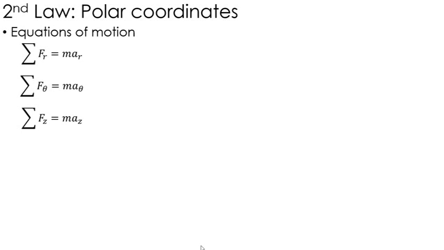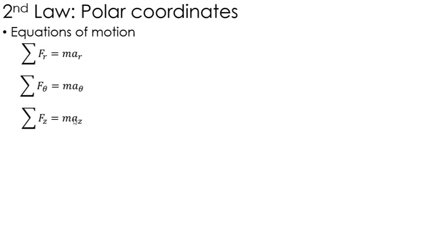Okay, now we are going to apply Newton's second law to polar coordinates, where the equations of motion are pretty straightforward. We've seen these for other coordinates. It'll just be the sum of the forces in each of the directions equal to the mass times the acceleration in each direction. So I have my radial direction, my transverse direction, and then my z direction if I have cylindrical coordinates. So again, nothing too surprising there.